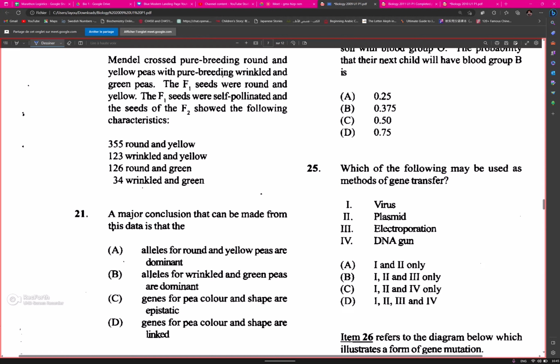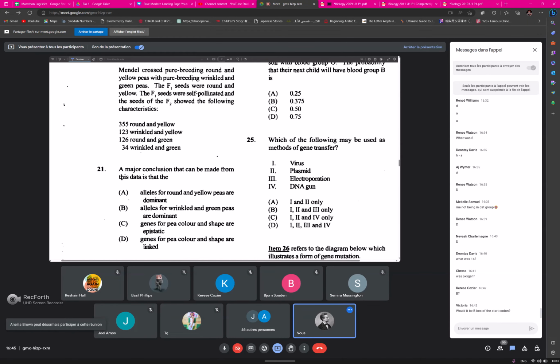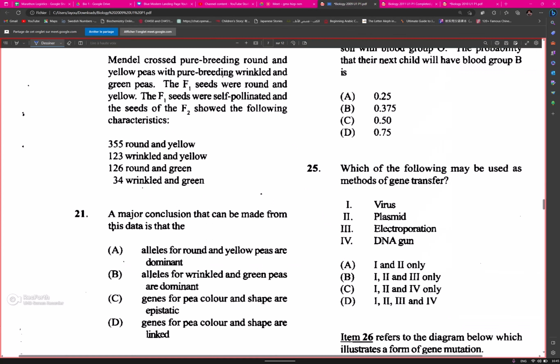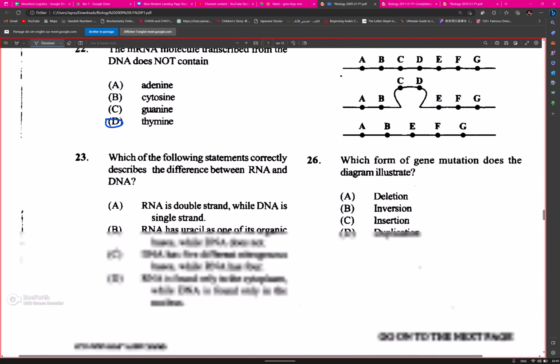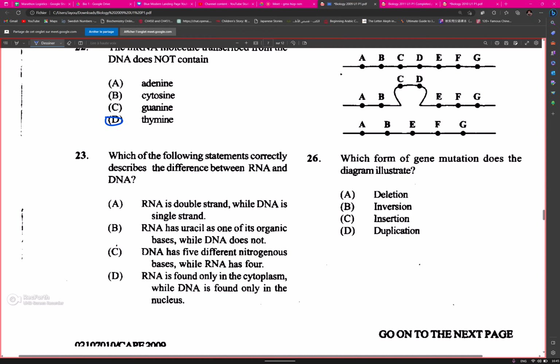Okay. Do you have another answer for this? Okay. Dominant. So I don't think they're epistatic for the most part, right? Number 22. The mRNA molecule transcribed from DNA does not contain thymine. Number 23. Which of the following statements correctly describes the difference between RNA and DNA? That makes sense? Alright. Let's go up a bit.